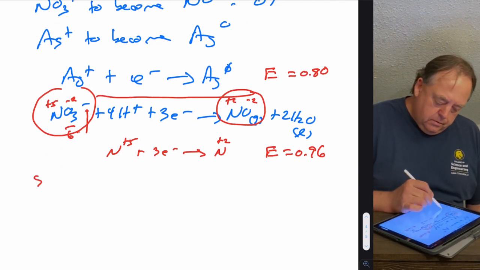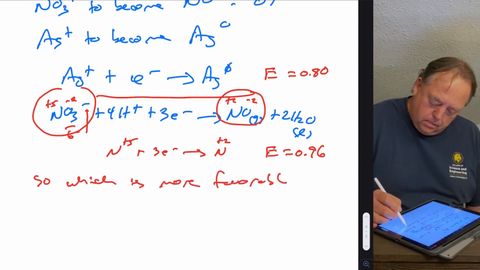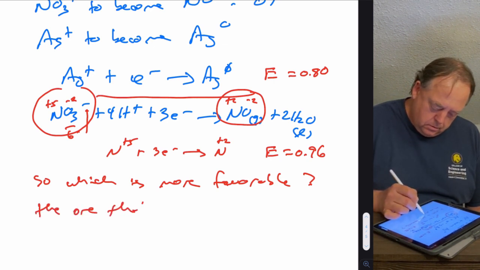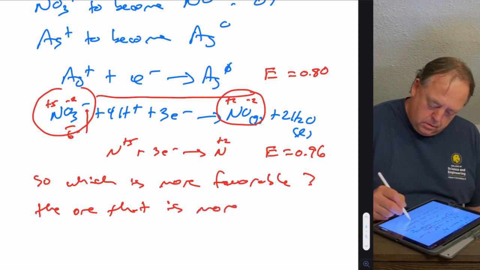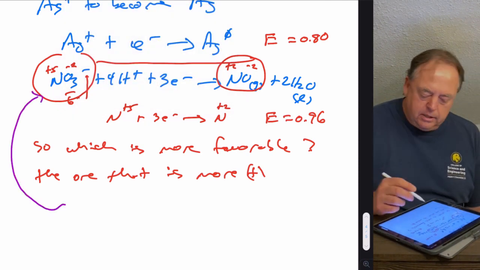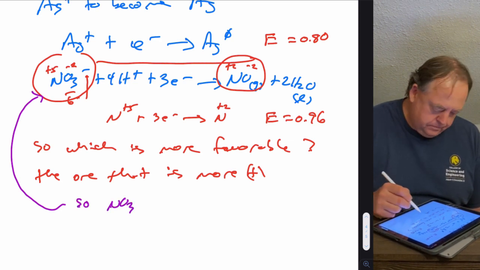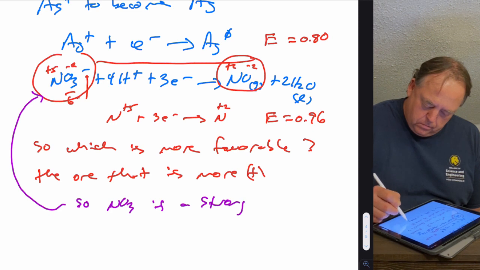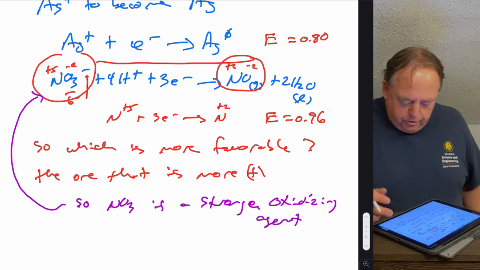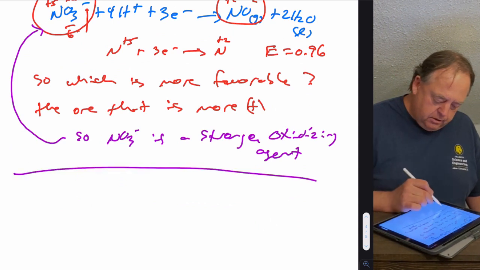So which is more favorable? Well, the one that's more positive. So the reaction that's more favorable is that one, nitrate reduced into NO. NO3- is a better oxidizing agent than silver plus. So which is a better reducing agent?